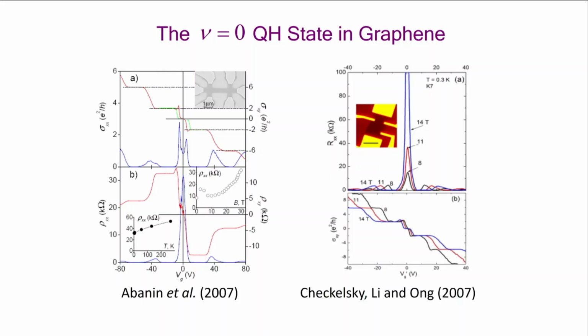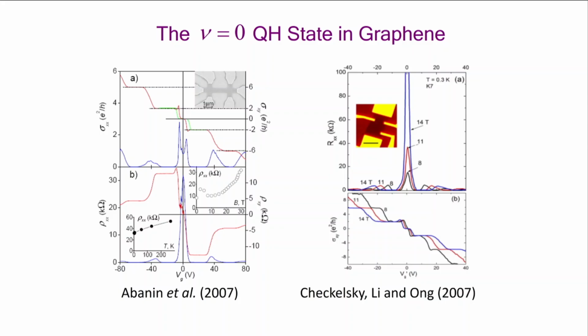But then we're now in 2006, and there were some experiments, and the experiments saw the following. I'm mentioning the first experiments. The first one is the group of Geim; Abanin is the first author, but actually it's the Manchester group. And the second one is Ong's lab; Checkelsky was then, I think, a graduate student.